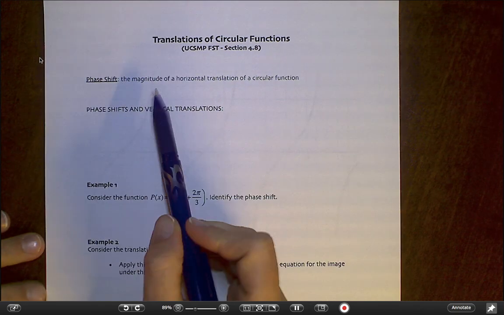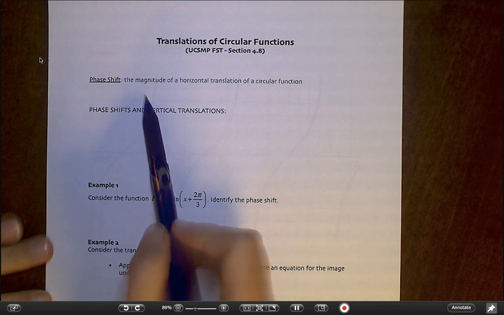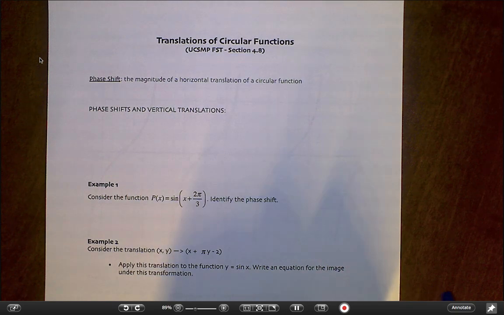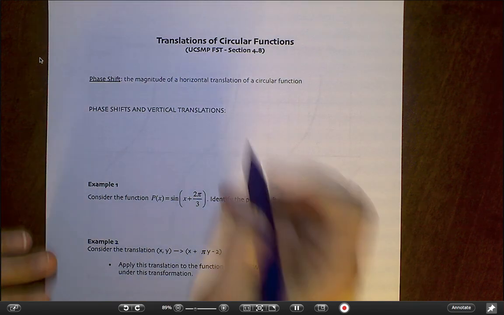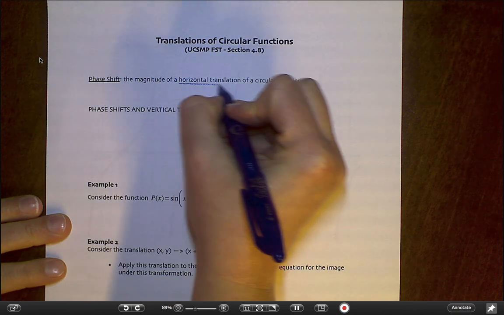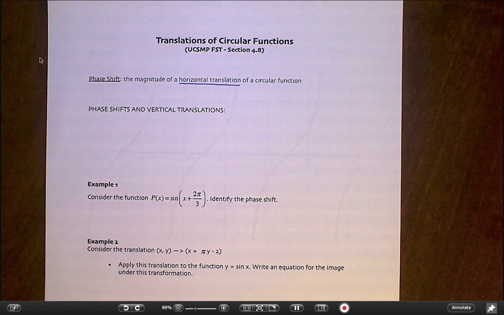So there is one term here that you're going to have to be familiar with, and that's a phase shift. Trig graphs get their own special name for horizontal translations. Anytime I'm sliding left or right, we refer to it as a phase shift.